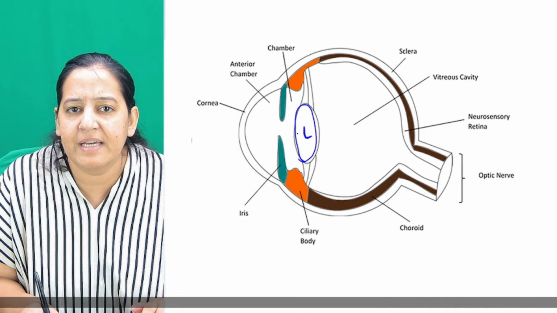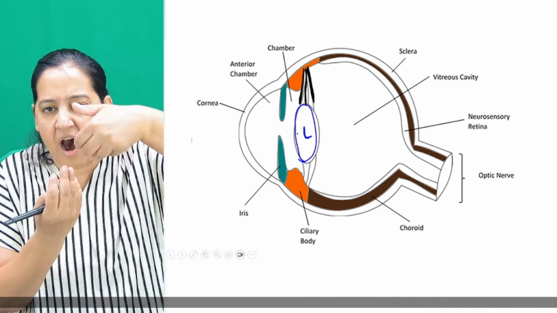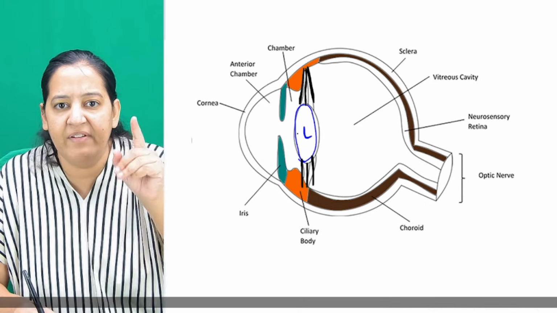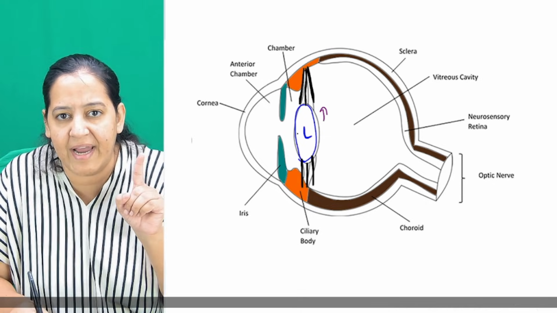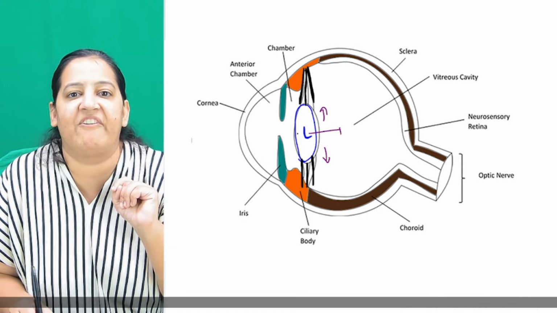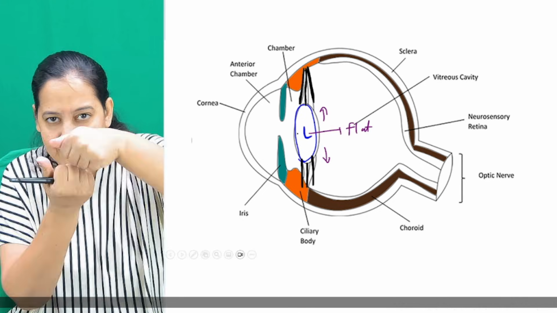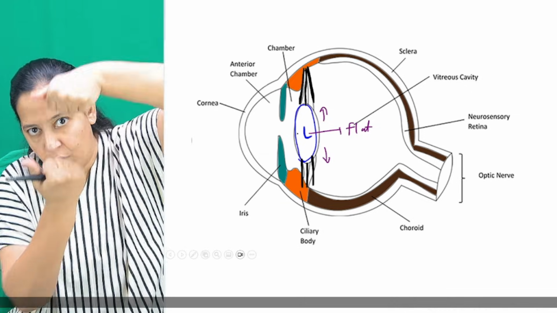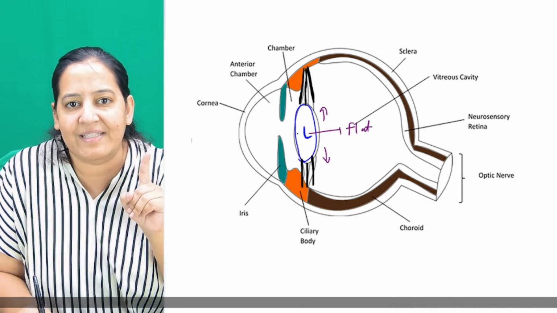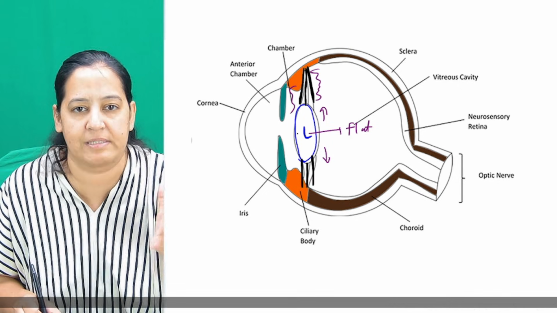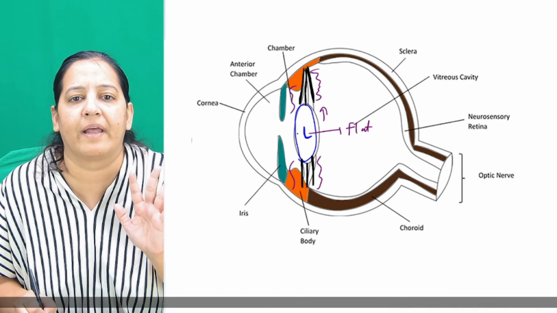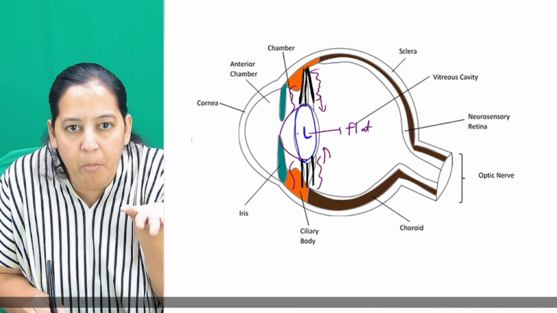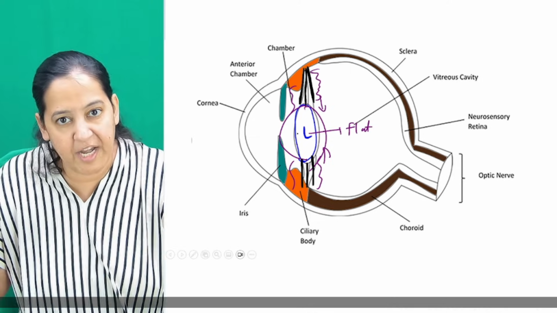Now imagine two things. These threads are contracting. So they will pull the lens this side and this side, and the lens becomes flattened. They will pull from both the poles, north pole and south pole, so the lens becomes flat. But when these zonules relax, they are not pulling. They are pushing the lens like this, so the lens becomes more thick. The lens becomes thickened and convex.